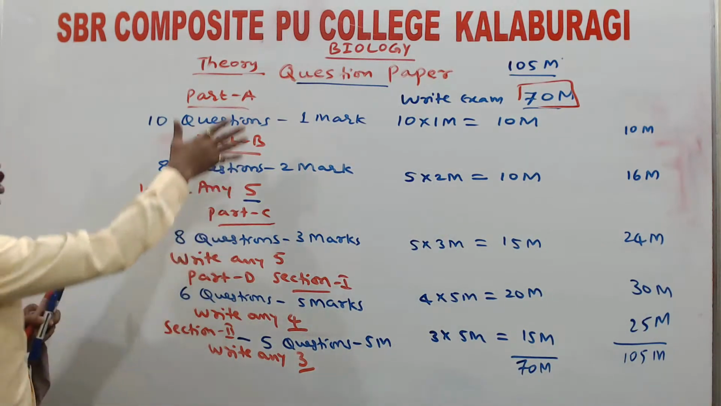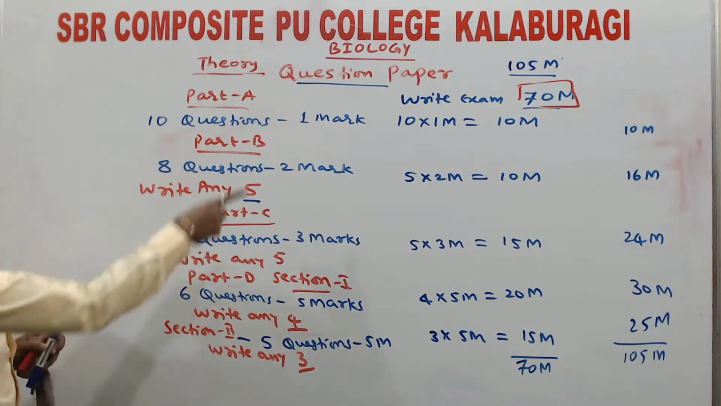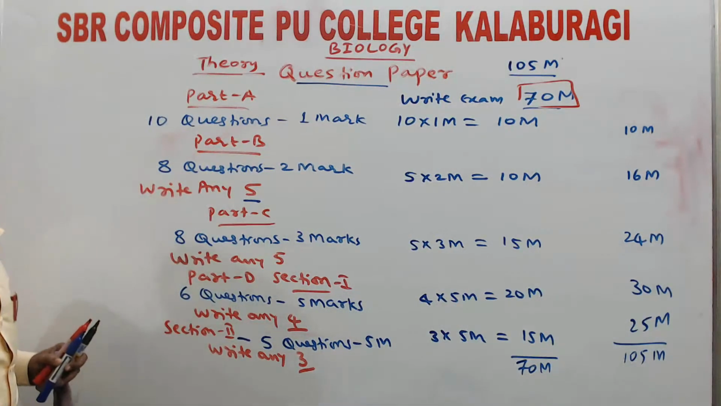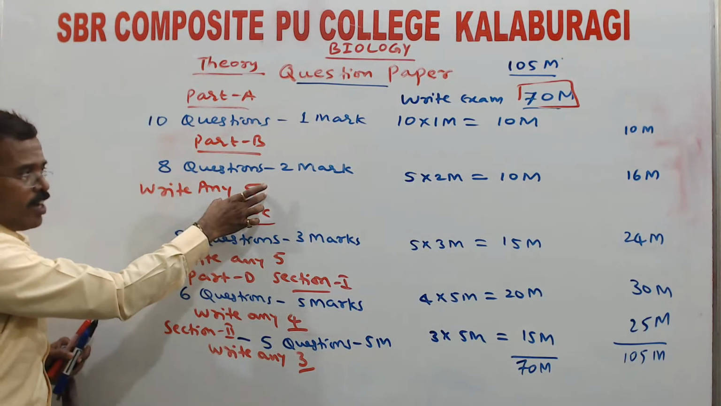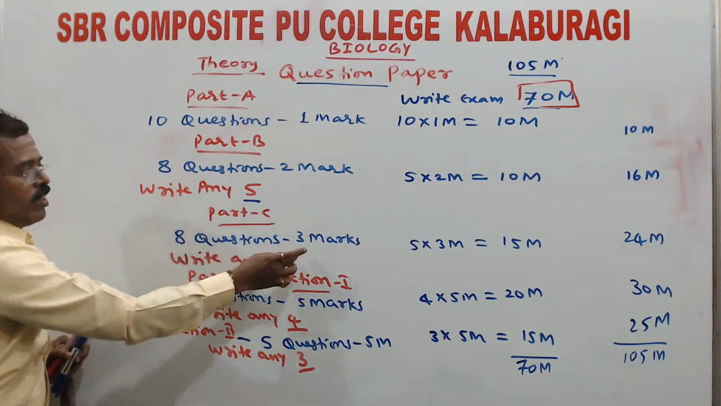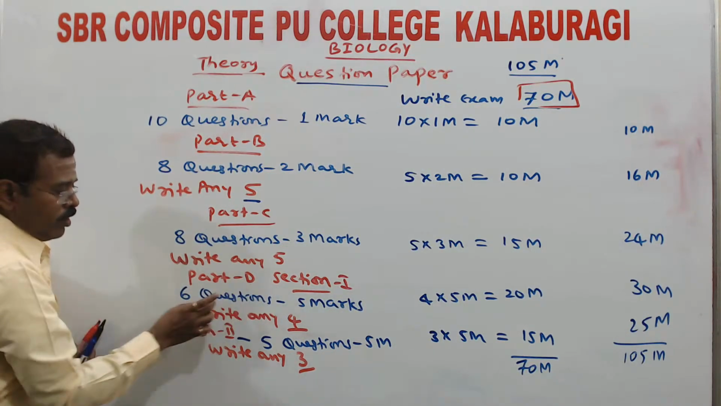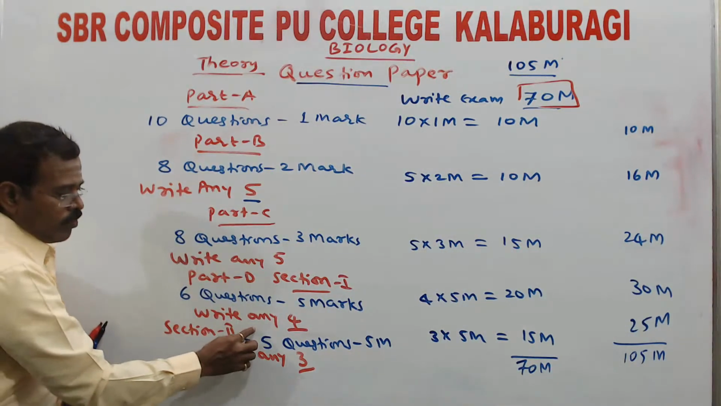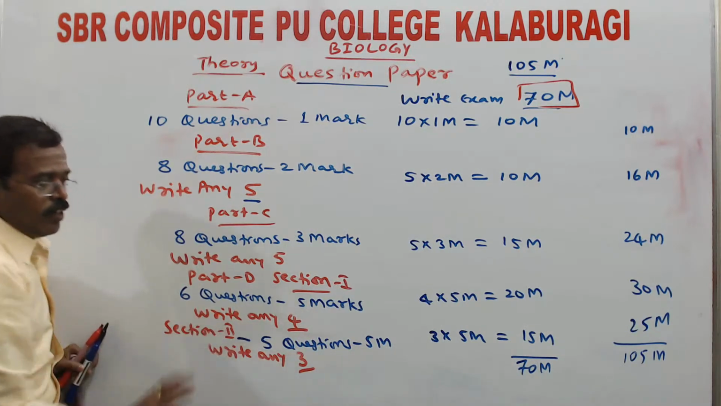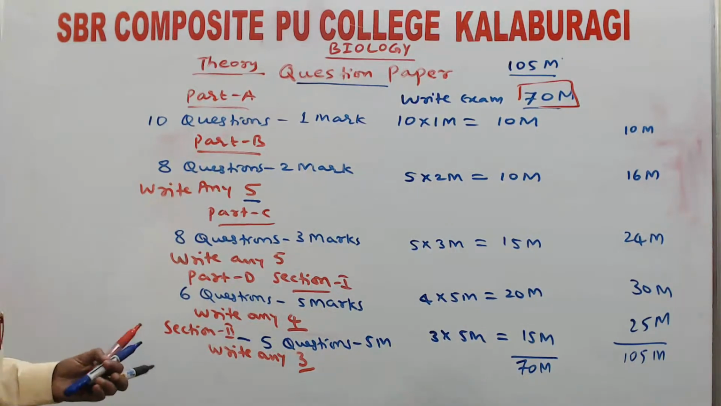Remember the 70 marks theory question paper pattern. Whenever we have a 70 marks annual exam, this pattern will be there. Part A, 1 mark, 10 questions, all compulsory. Part B, 8 questions of 2 marks, we have to write any 5. Part C, 8 questions of 3 marks, any 5 we have to write. And part D, section 1, 6 questions of 5 marks, but we have to write any 4. And in section 2, 5-mark questions, we have to write any 3. So this is about the theory question paper pattern. Now the practical exam.